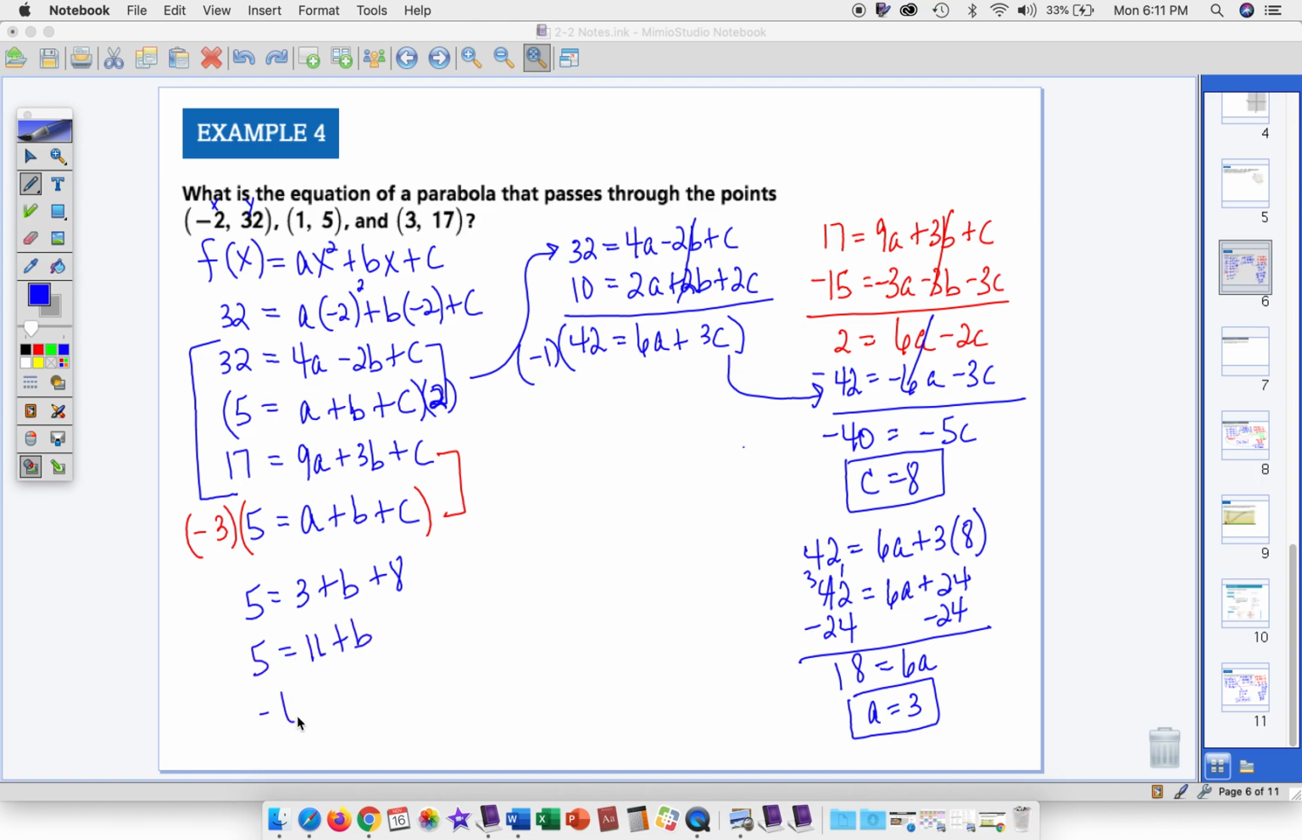Subtracting 11 gives me -6. So now I have all three variables. I can go back to my original standard form. I'll write it one more time: ax squared plus bx plus c.